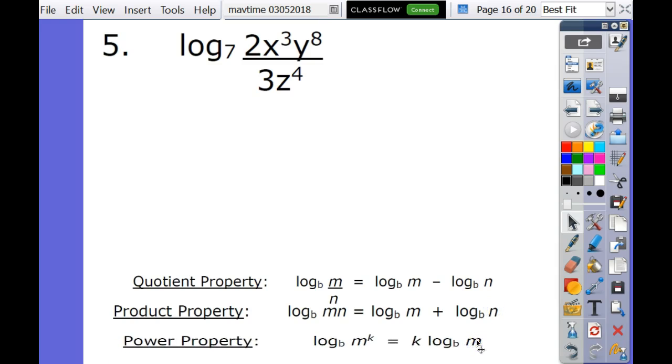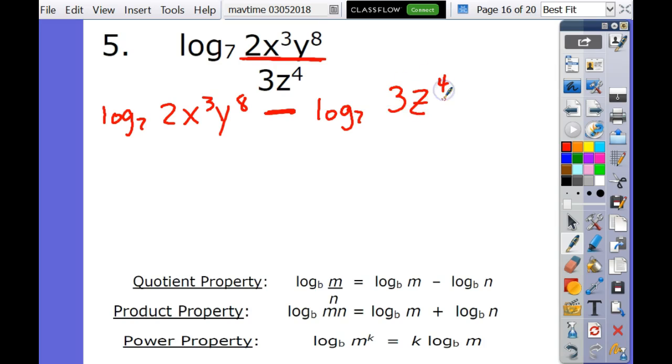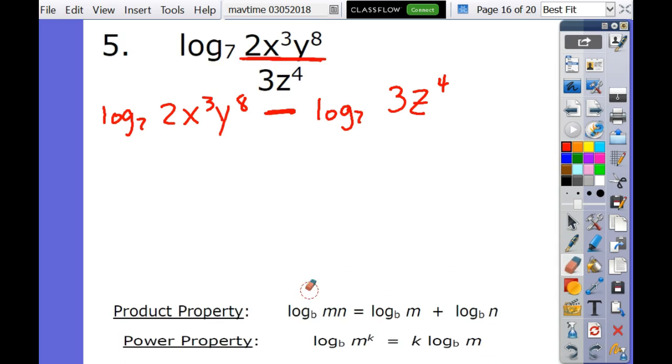It's going to have all three properties in one problem. We are going to start with division. Division changes to subtraction. Log base 7, 2x to the 3rd power y 8, subtract log base 7, 3z to the 4th. So, the division changes to subtraction. And then we need to use the product property next.